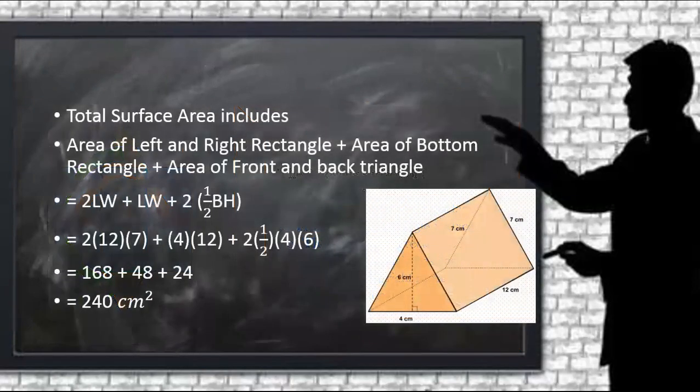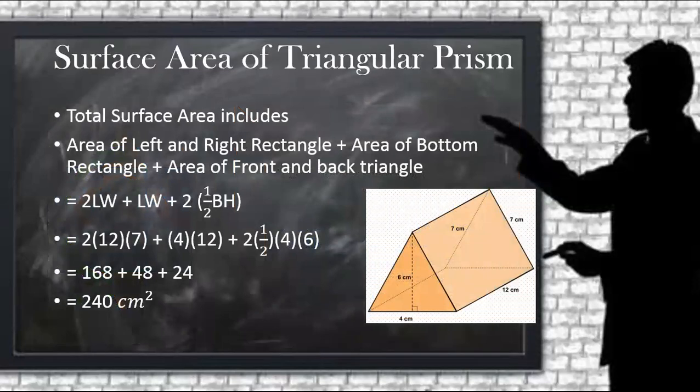So if we want to calculate the surface area of a triangular prism, we calculate the area of the left and right rectangles plus the area of the bottom rectangle plus the area of the front and back triangles. So 2 times length times width plus the length times width of the bottom rectangle plus 2 times half of base times height. When we add all the values, we get the total surface area of a triangular prism.